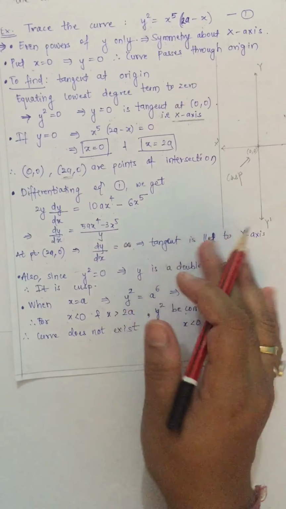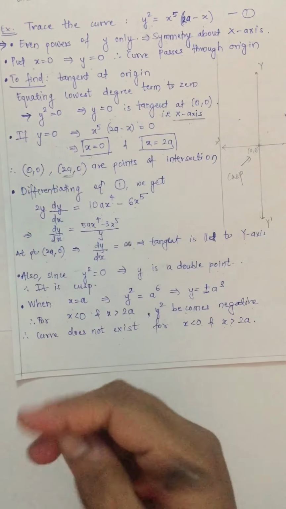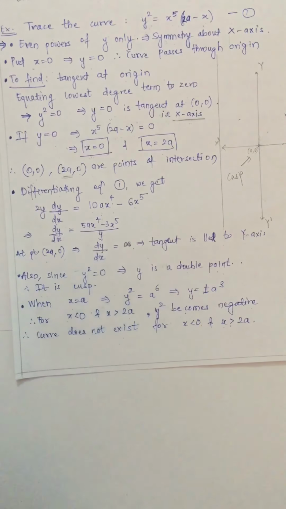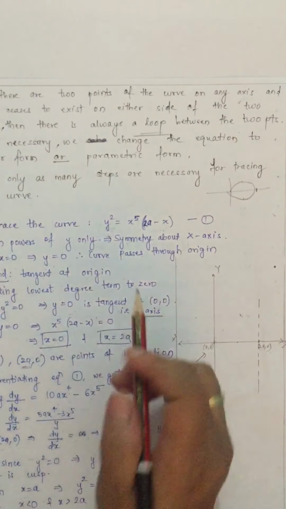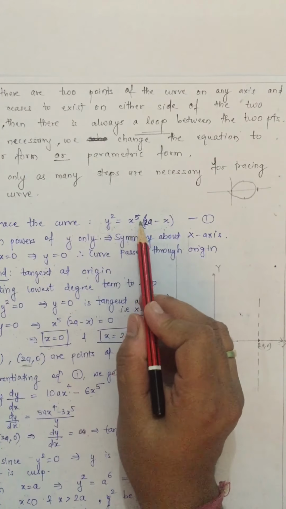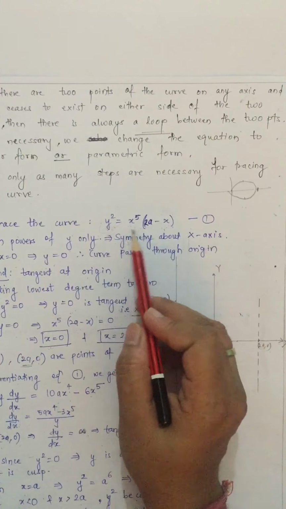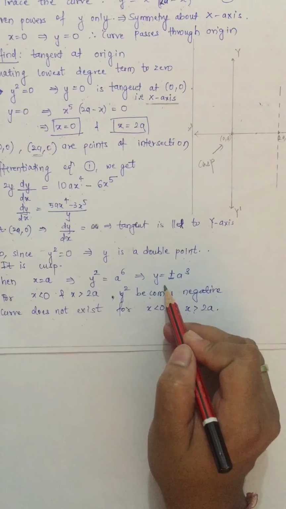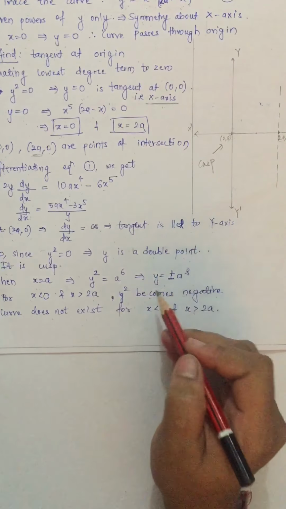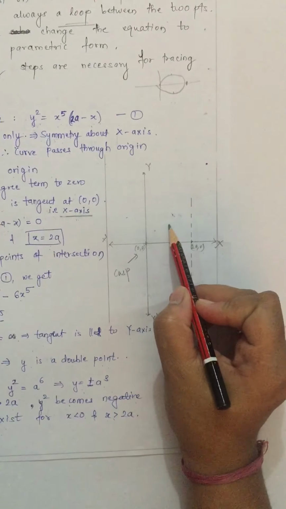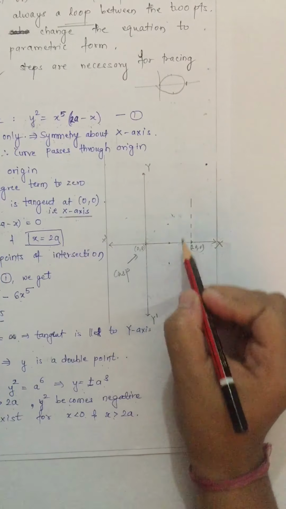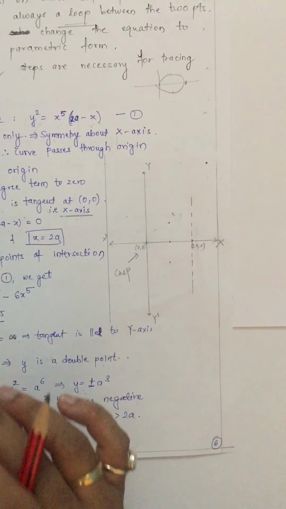Next we find a few more points, so that it will be easier to trace the curve. Suppose I substitute x equal to a in the given equation. This becomes a raised to 5 into (2a minus a), that is a, so a raised to 6. We obtain y square equal to a raised to 6, that means y is equal to plus or minus a cube. So we obtain two values of y at x equal to a. Suppose these are the two points; the curve will pass through them.